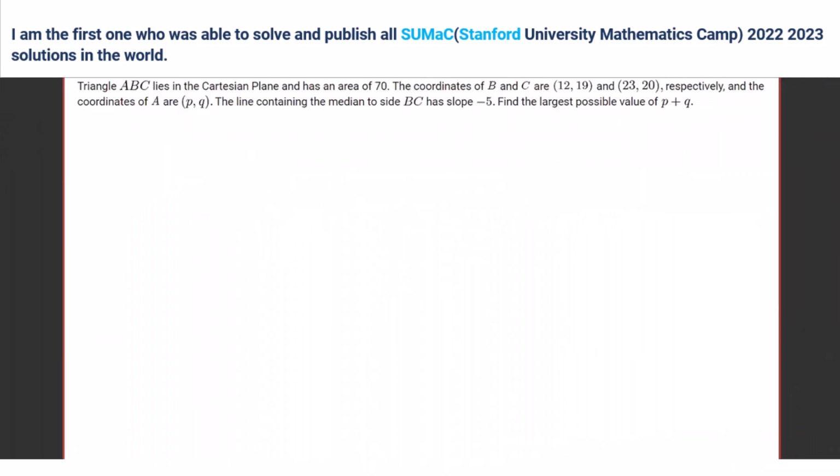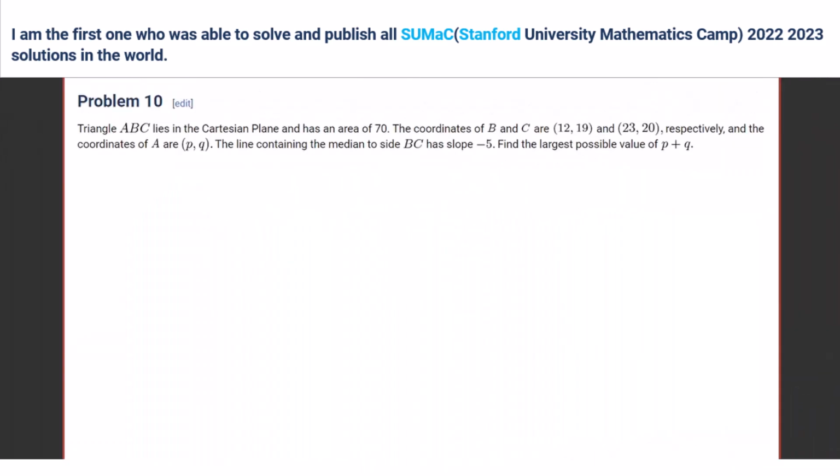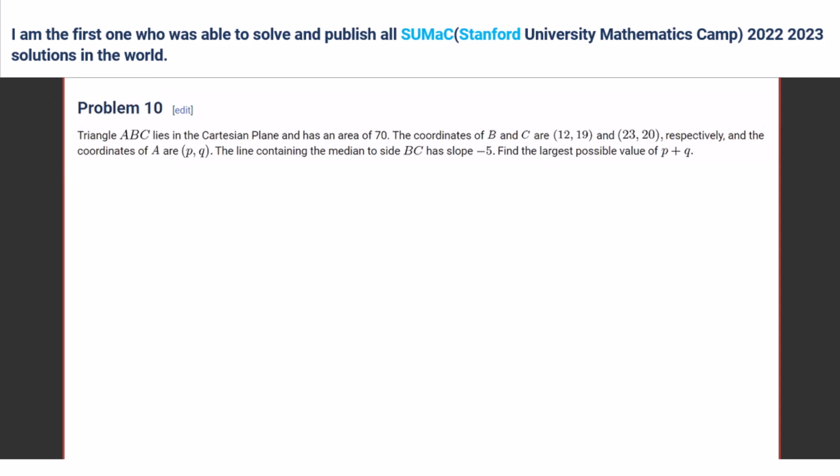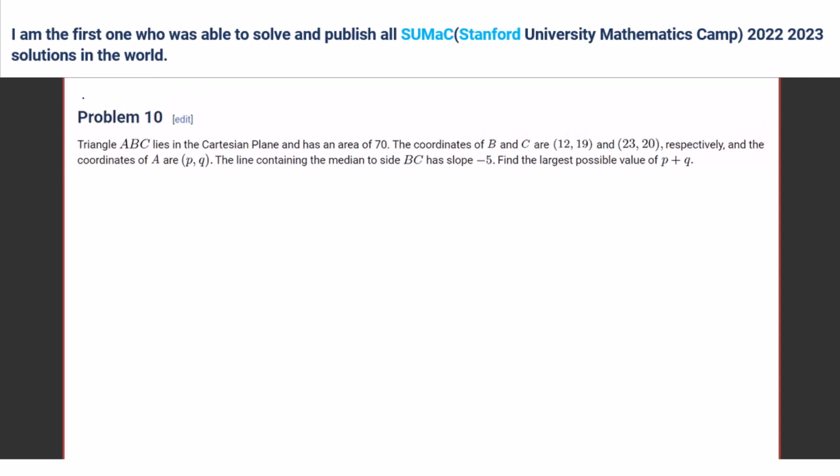The previous one was AMC 10. This one is for AIME, okay? But we will use only coordinate geometry in all of them. So let's see. Triangle ABC lies in the coordinate plane, has area 70, and the coordinates are given respectively. The line containing the median to side BC has a slope of... Okay, so let's do something here.